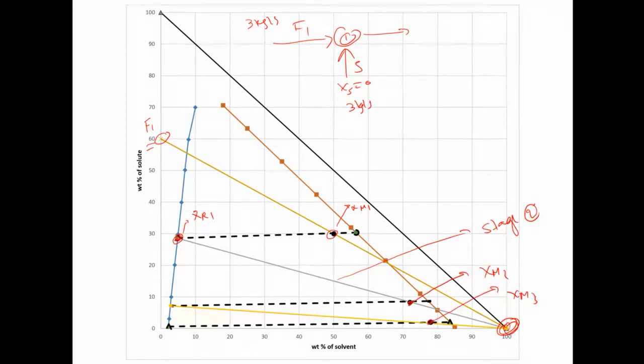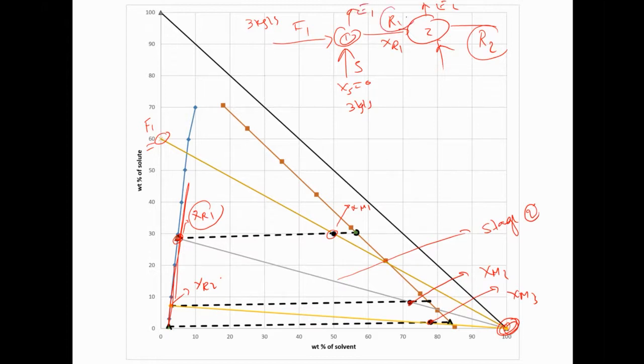But as you see here, XR1 and XR2 are on the same line because they are coming from, this is XR1 and R1, and this is R2. So you see R2 is at equilibrium with E2, and R1 is at equilibrium with E1. So they are at this line, the raffinate line.